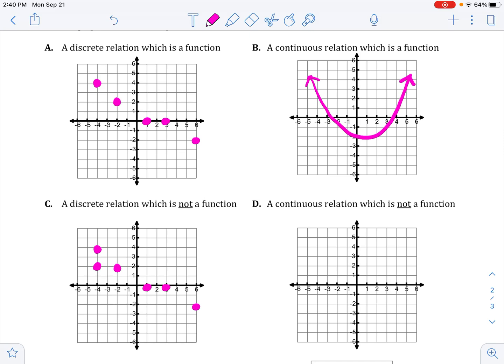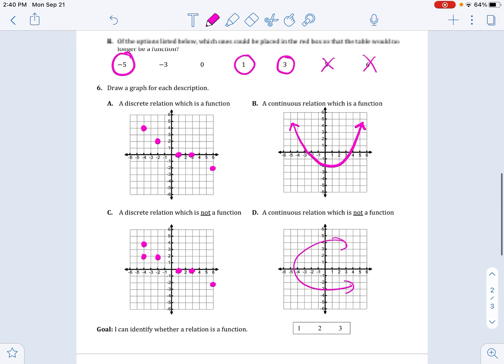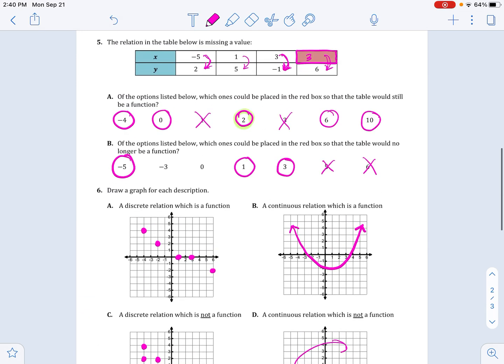A continuous relation, which is not a function, so I want it to not pass the vertical line test. So anything extremely ugly, like this, right? That's not going to pass the vertical line test. Or you can just keep it simple. You can make it like a C looking. Like, oops, that disappeared. Let's put that back there. Like C. Right? That doesn't pass the vertical line test, so that's not a function.